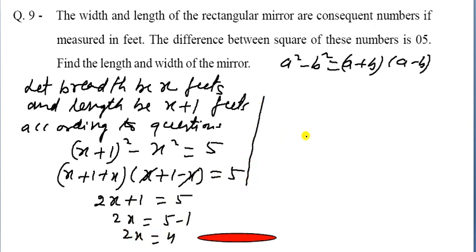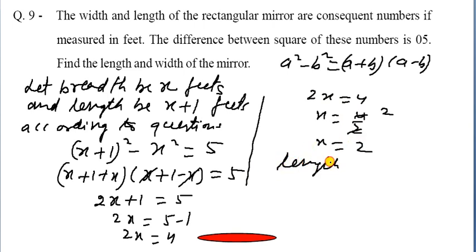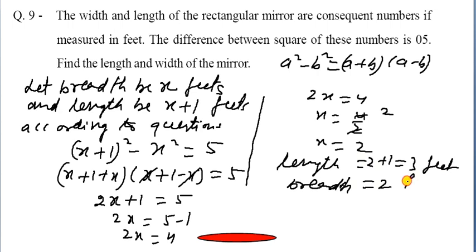So let us see what will happen here. It is 2x equal to 4. So x equal to 4 divided by 2. So it becomes 2. So x equal to 2. So the breadth is x, that is 2, and the length is 2 plus 1, that is 3 feet, and it is in feet also. So that one is your answer.